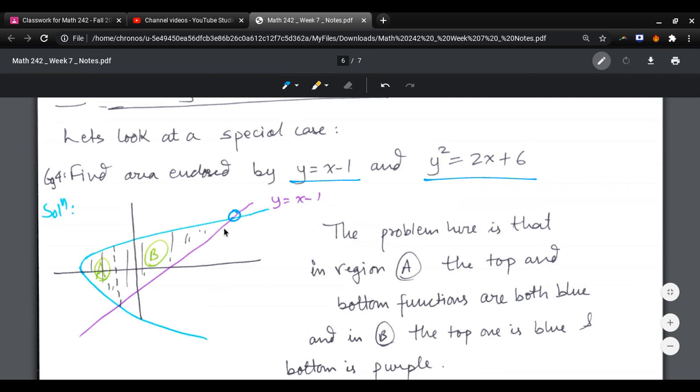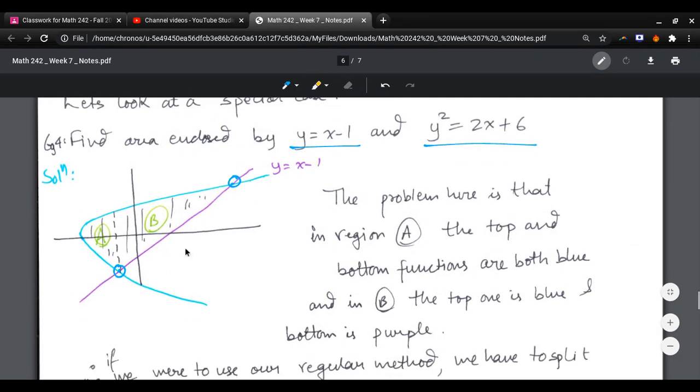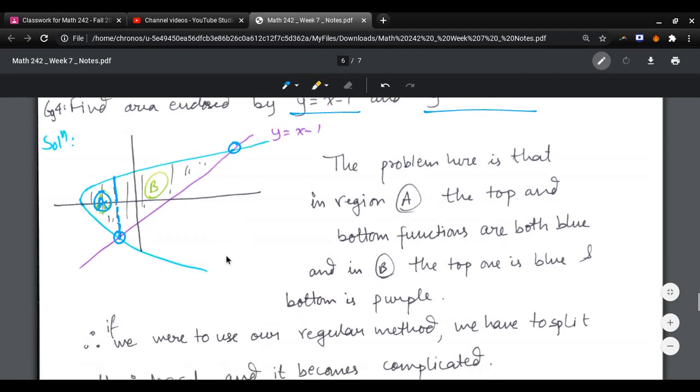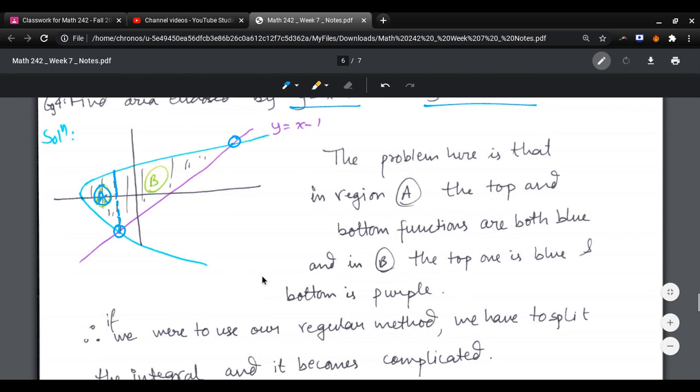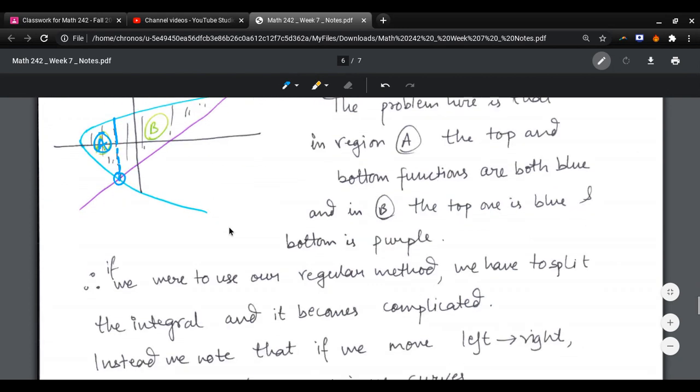Now, even before you go ahead and try to find these points, you notice that in the region A, right here, this part, the top and the bottom functions are the same. And in region B, the top and the bottom functions are different. That's a problem because that means I'm going to have to split this and then use two different branches of the same function as my definitions, right? So if we have to use a regular method, we have to split the integral and it becomes really complicated.